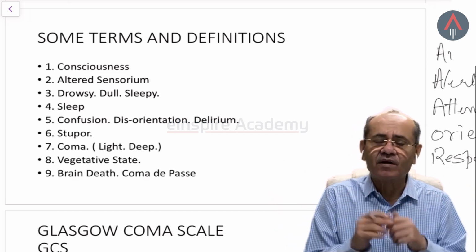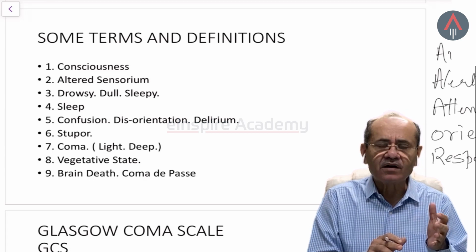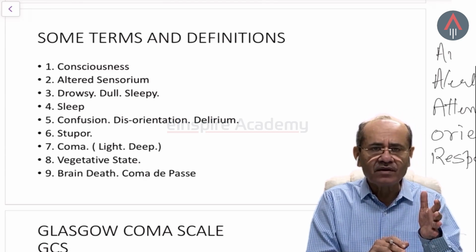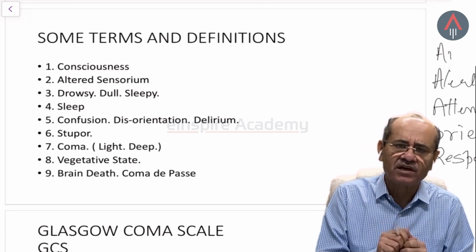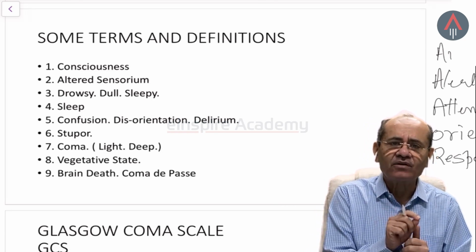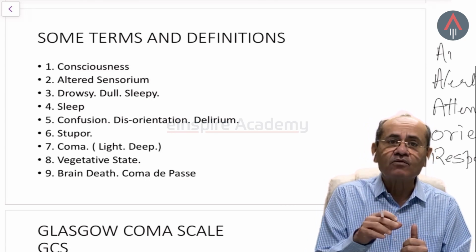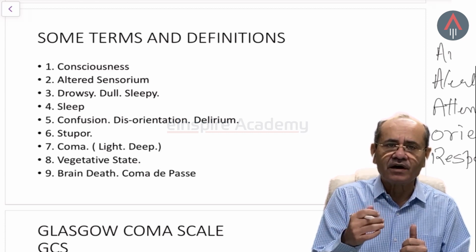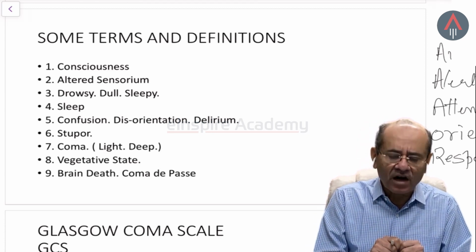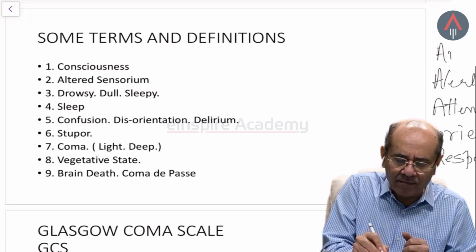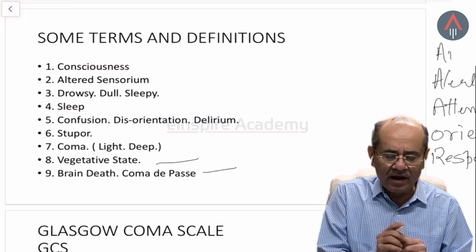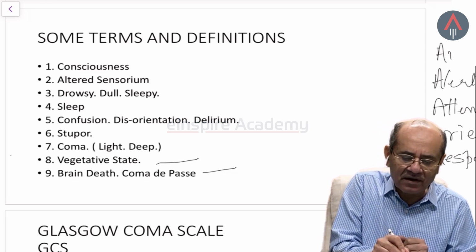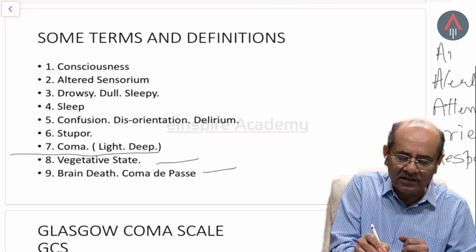And then finally we come to coma. In coma, the person is not arousable, and there are different grades of coma. Though technically speaking, we should not use the words light coma and deep coma. What words should be used, we will come to in a minute. There are two more conditions, number 8 and number 9, which are not part of today's lecture, and they are vegetative state and brain death.